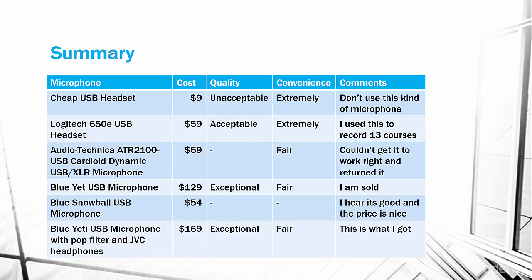I'm interested in the Blue Snowball USB microphone. Maybe I'll have to pick one up just to see how nice it is. This is only $54, and I hear that the quality is very good. Don't know if it's as good as the Blue Yeti. And finally, what I picked up was a Blue Yeti bundle with a pop filter and JVC headphones for $169 on Amazon. Once again, the Blue Yeti is exceptional, and it's the microphone that I would recommend. I hope that helps you out a little bit by looking at microphone options.